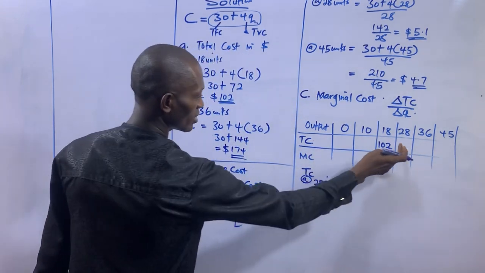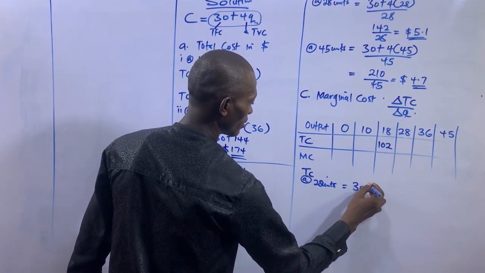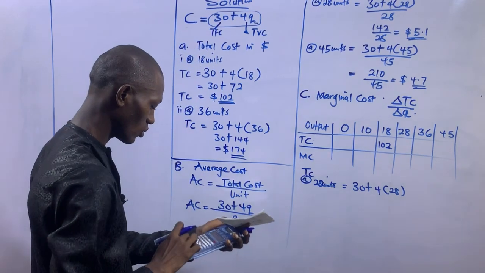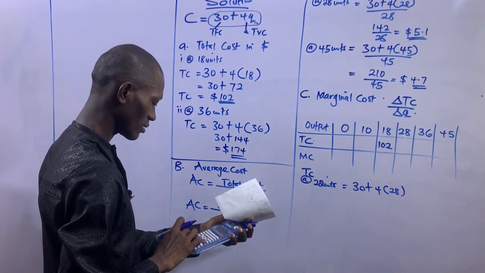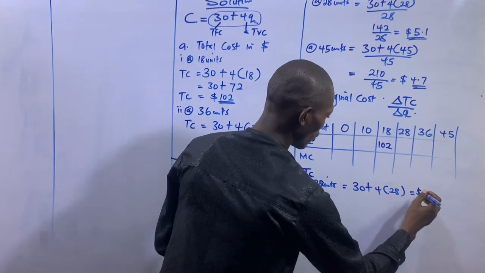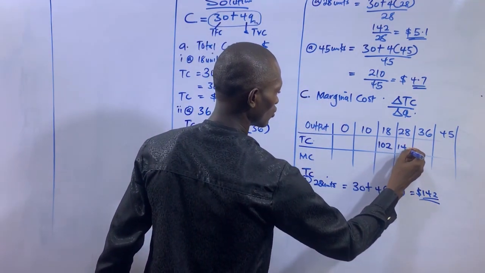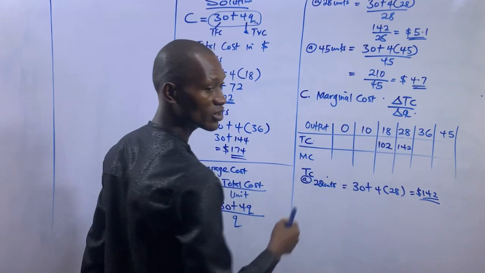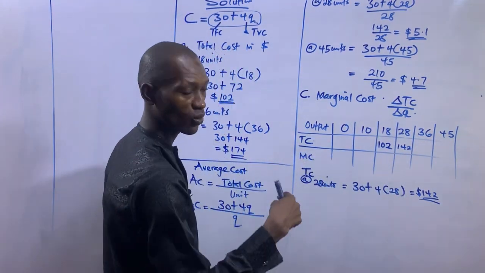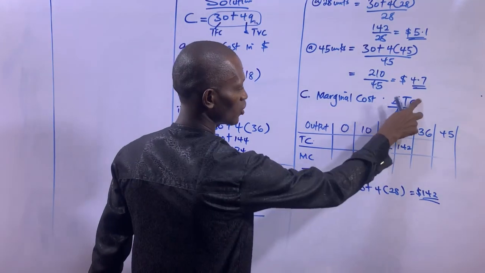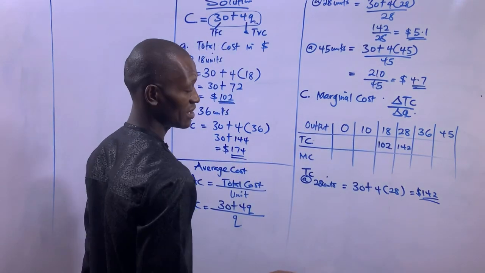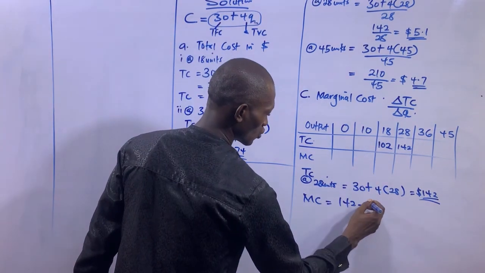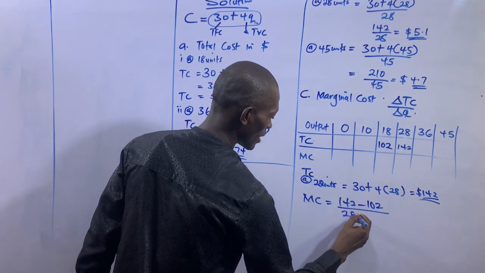So at 28 units, let's get the total cost. That's going to be 30, from the total cost function, plus 4 into 28. 28 times 4 plus 30 gives us 142 dollars. So that's the total cost, $142. To get our marginal cost is now very simple. It's change in total cost divided by change in units of output. We work backward by saying 142 minus 102, that's the change in total cost. Then change in quantity will be 28 minus 18. So marginal cost will be 142 minus 102, divided by 28 minus 18.